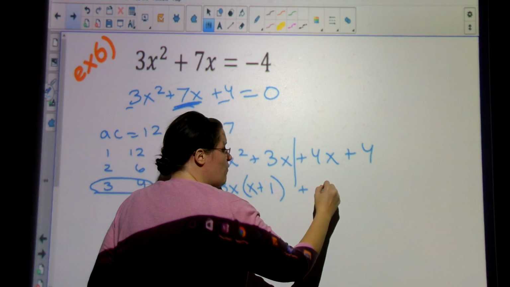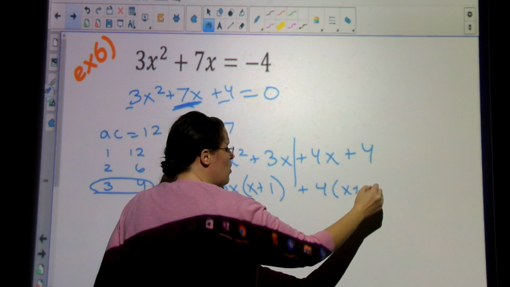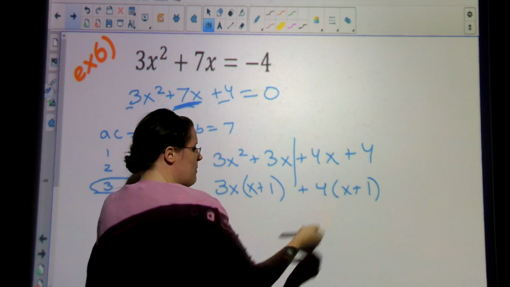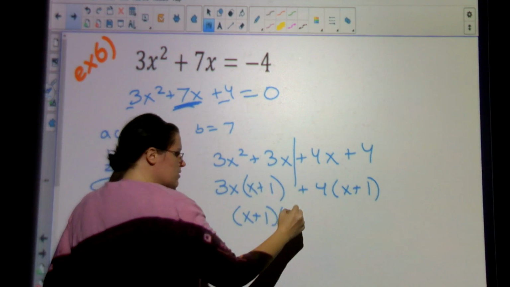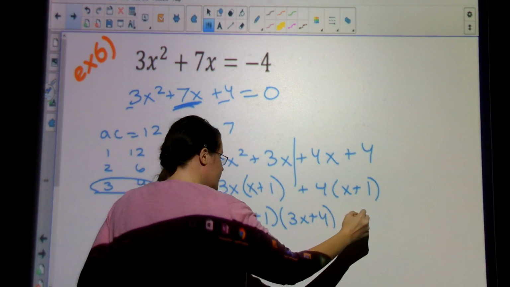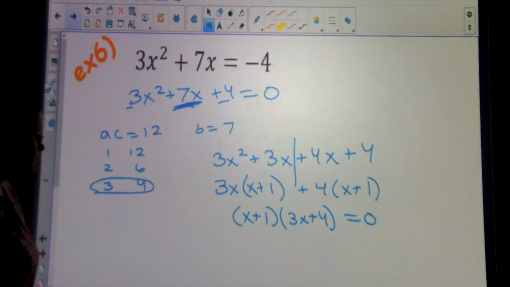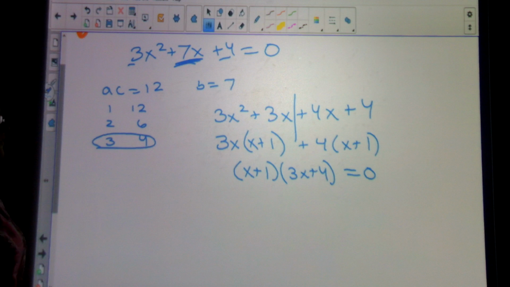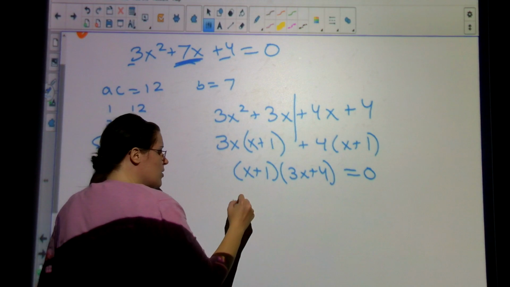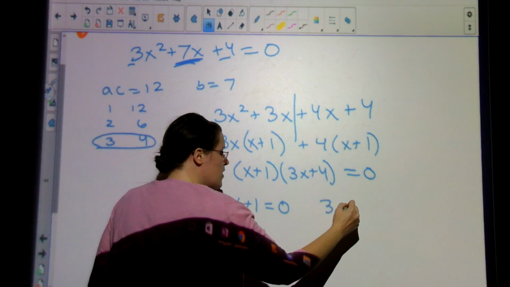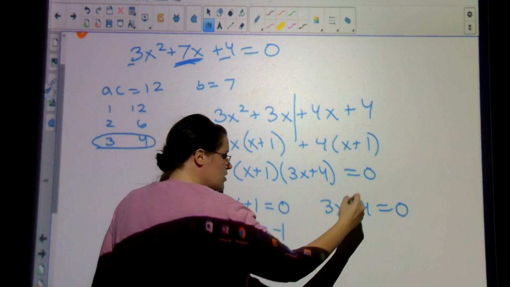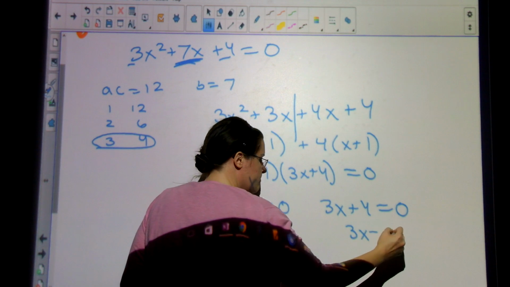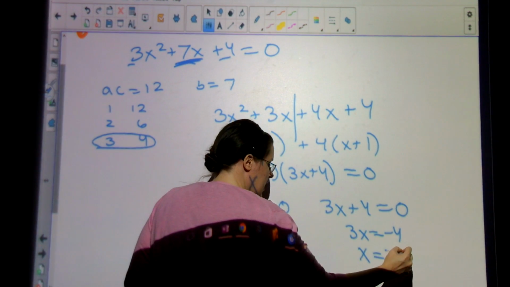You can factor out a 4x plus 1. Notice how they're the same. That better happen, because then what's left, we factor that out. Then the leftovers, 3x plus 4. That's still equal to 0, like we had from the beginning. So again, if I'm going too fast, please pause, or if you have questions, ask Mrs. Squires. She'll gladly help. Okay, so x plus 1 equals 0. 3x plus 4 equals 0. So x equals negative 1. Subtract 4. Divide by 3. Negative 4/3.